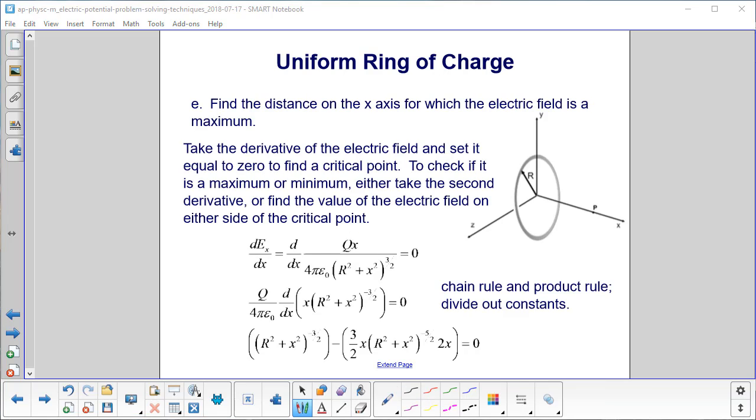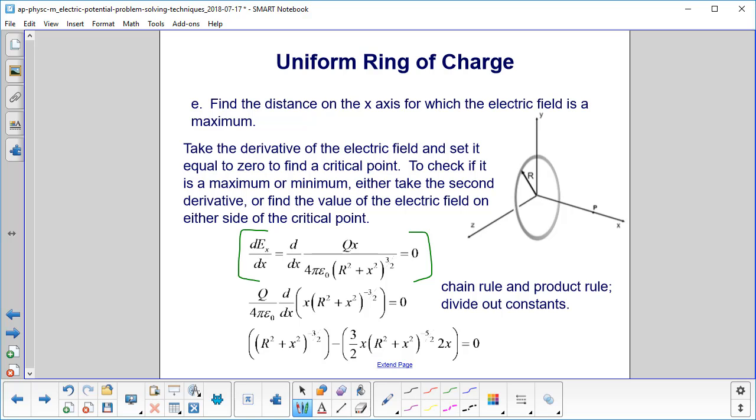Find the distance on the x-axis for which the electric field is a maximum. To find a maximum, you take the derivative of the function, in this case the electric field, and set it equal to 0. That will find a critical point. To check if it is a maximum or minimum, either take the second derivative, which is going to be messy, or find the value of the electric field on either side of the critical point. Let's start by taking the derivative of the electric field and set that equal to 0.